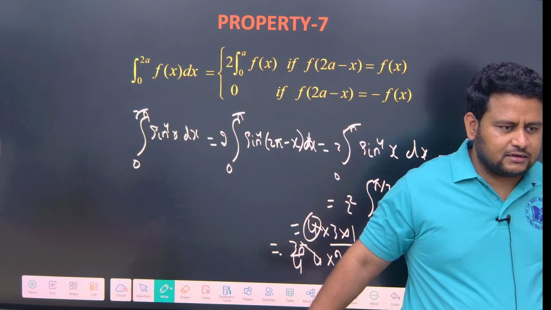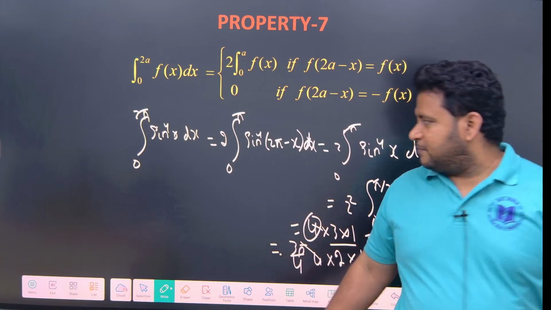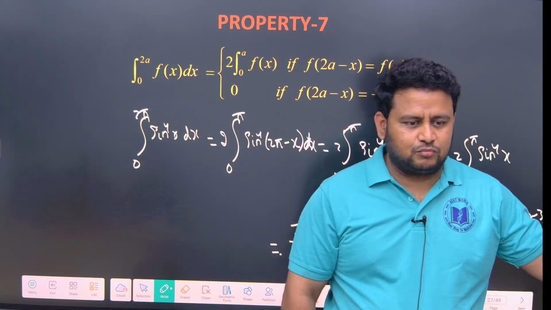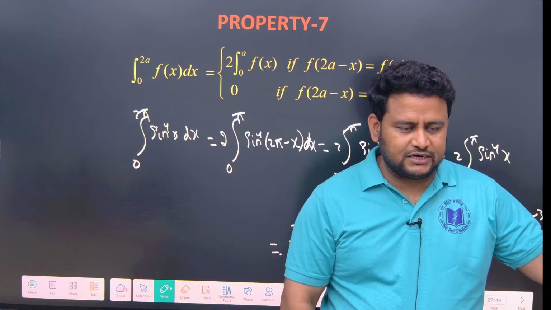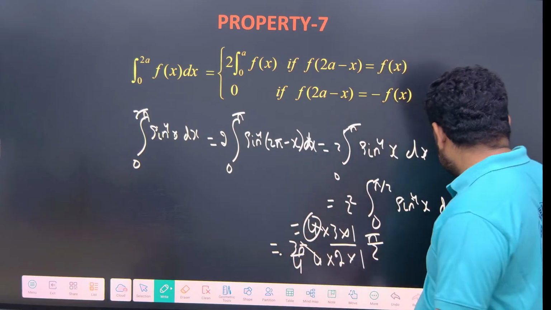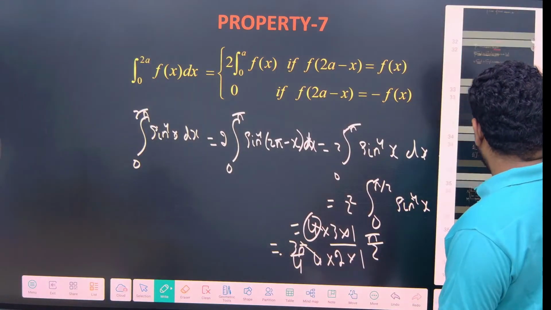Understood everyone till here? Any doubt? So till how many properties we have done? Property 7. So from property 8 we will be doing tomorrow. Okay, from property 8 we will be doing in tomorrow's class, and we will be completing definite integration. So let us see if there is any PYQ to be solved based on this.